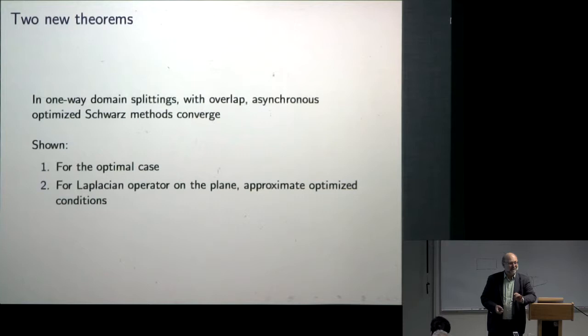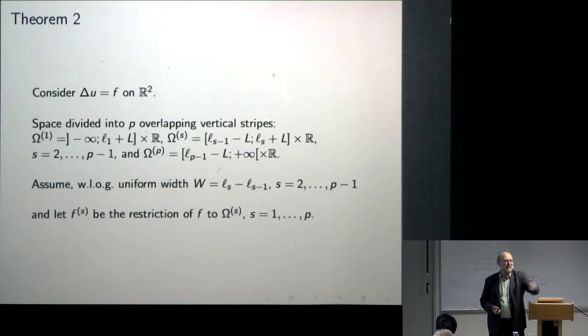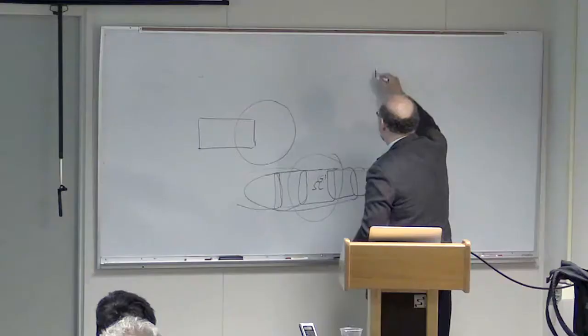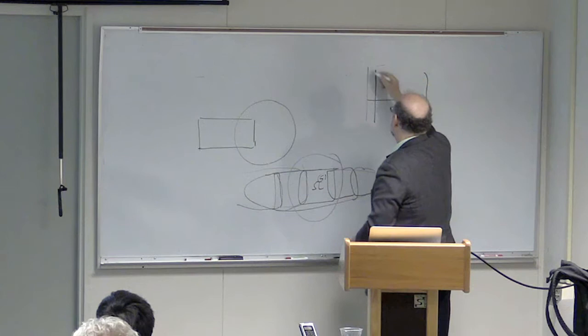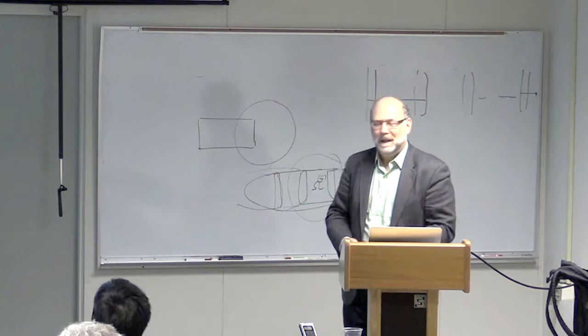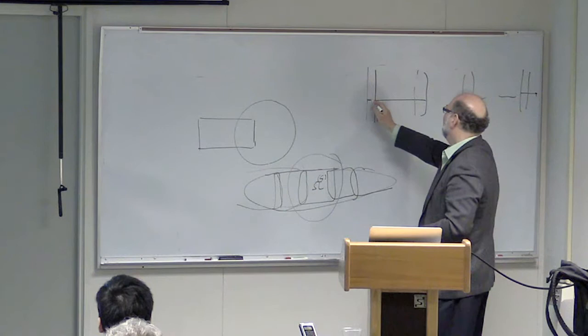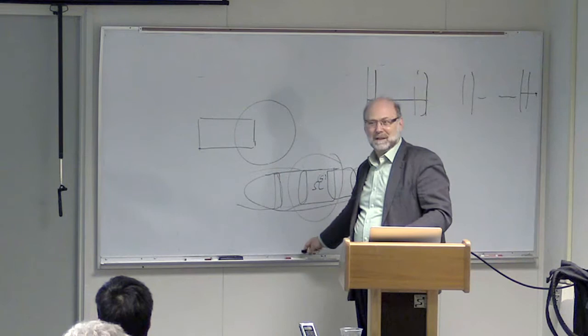Okay? So let me be more specific for this problem. We have the Laplacian on the plane, and we are going to take vertical strips. So the leftmost is some value that goes to minus infinity, with overlap. This is my rightmost, this goes to infinity, and this is the leftmost of my next one, and then continue like this, with P subdomains. Really, the width of these subdomains could be anything, but it's easier for the proofs that they have the same width. We can do it for a general case, but for simplicity, we assume that, except for the first and the last, they all have the same width.